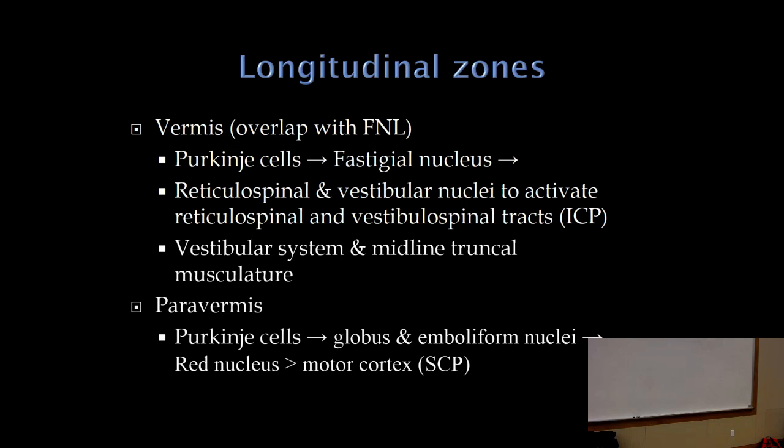So if we move out a little bit laterally to the paravermis, now it's not so much truncal midline, but more proximal muscles that are coordinated here. The paravermis supplies the more lateral deep cerebellar nuclei, known as the globose and emboliform nuclei. Okay, and these travel to a couple of different areas. They communicate with the red nucleus, and somewhat also the motor cortex, again to facilitate movement, somewhat more for proximal muscles. Now, I told you that the corticospinal tract and rubrospinal tract have an emphasis on distal muscles, but there's also some activation for proximal muscles as well, and that seems to be facilitated by the paravermis.